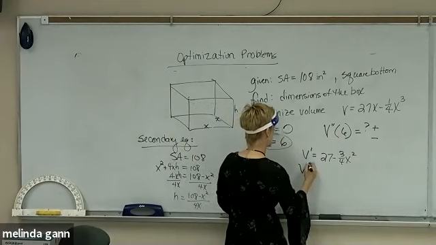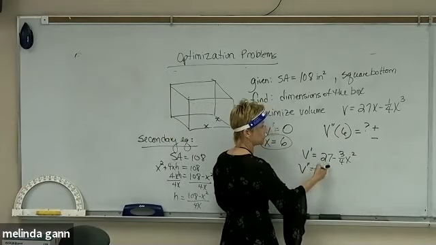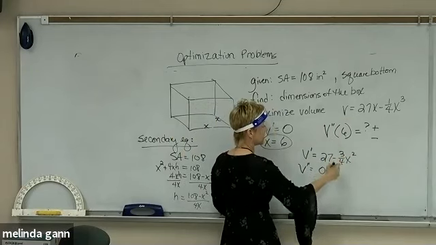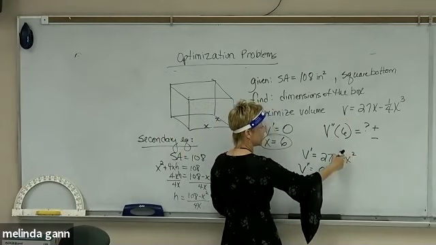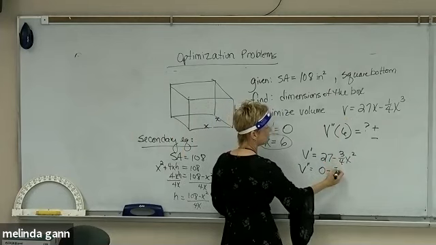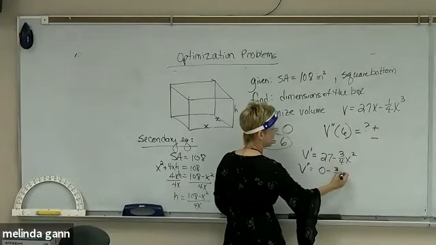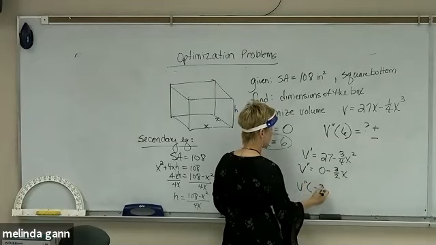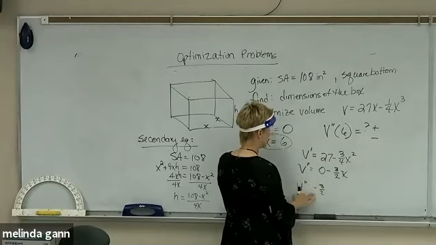So what would the second derivative be? What's the derivative of 27? 0. What's the derivative of this going to be? Isn't that going to be 6/4, which is 3/2 x? So what's the second derivative? It's a negative 3/2 x.